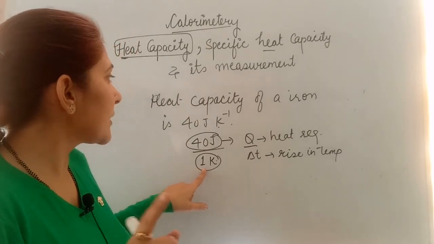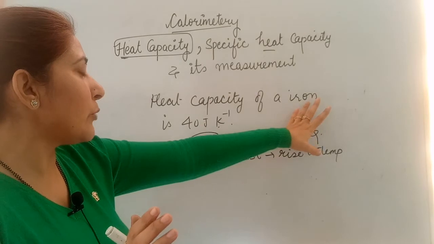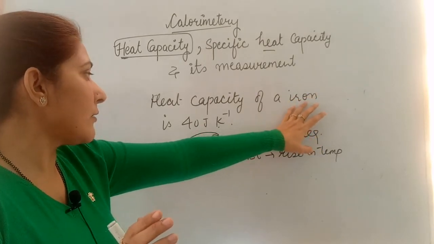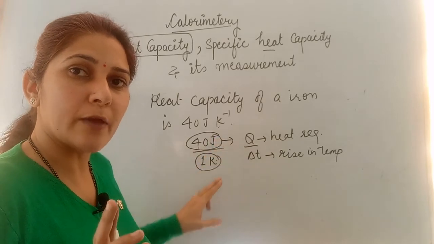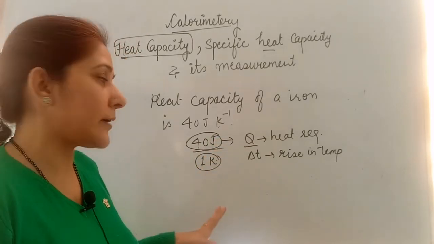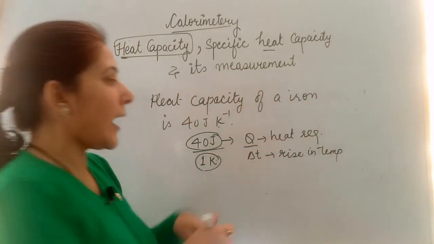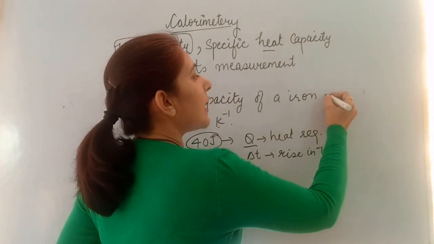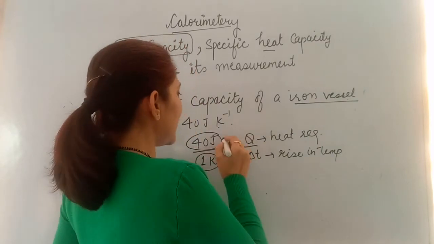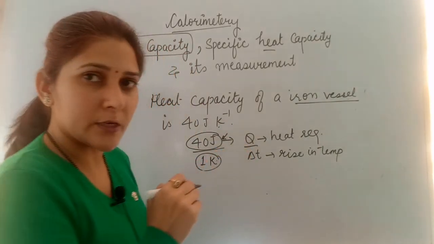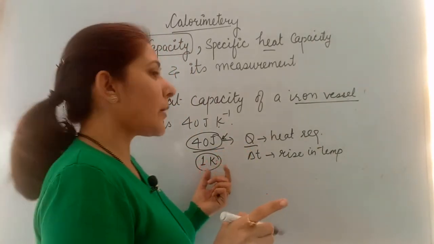Okay, so here what can we say? Suppose this is an iron vessel. So for this iron vessel, 40 joules is the amount of heat required to raise its temperature by 1 Kelvin. This way you can write it down, that whatever they have given you is an iron vessel, an iron container. Whatever they are writing here, this iron vessel needs 40 joules of heat energy to raise its temperature by 1 Kelvin.